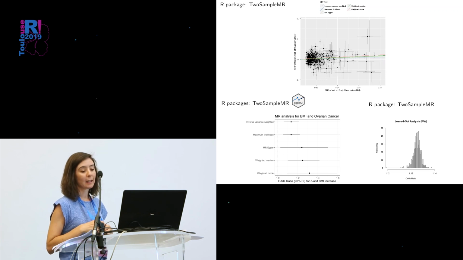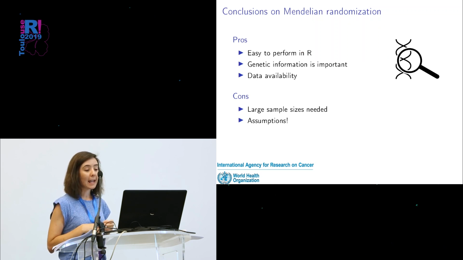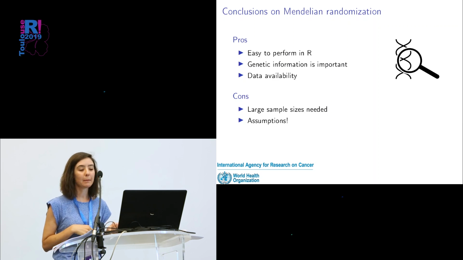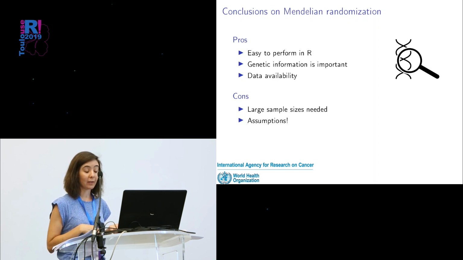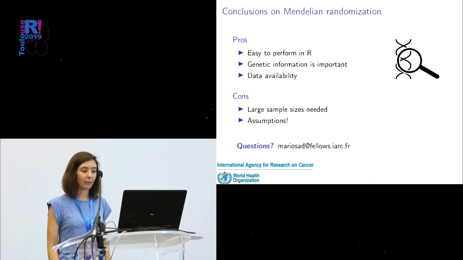So I want to conclude that when we are using genetic data to study a relationship between a risk factor and an outcome, we can easily do this with Mendelian randomization in R. This avoids some of the limitations of other observational studies. Large GWAS data are becoming more and more available, but large sample sizes are still needed. And I want to stress that assumptions need to be carefully assessed.